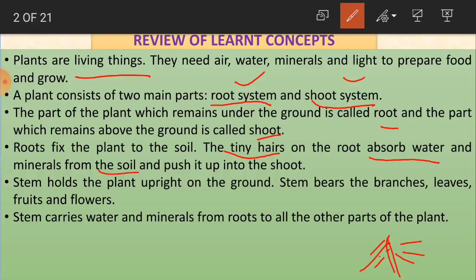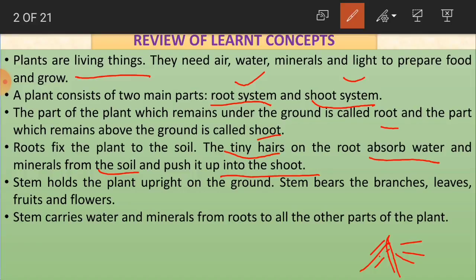Normally when we pour water on the soil, from the soil the water is going to reach the roots, and the minerals along with the water are absorbed by the roots, and again they push it up into the shoot. Push it up in the sense they send it to the shoot. What is the shoot here? Which we see above the ground, with stems, branches and all that. We said that the stem supplies the water from the roots to the plant. Do you remember this? Yes. So this water is pushed by the roots into the shoot.